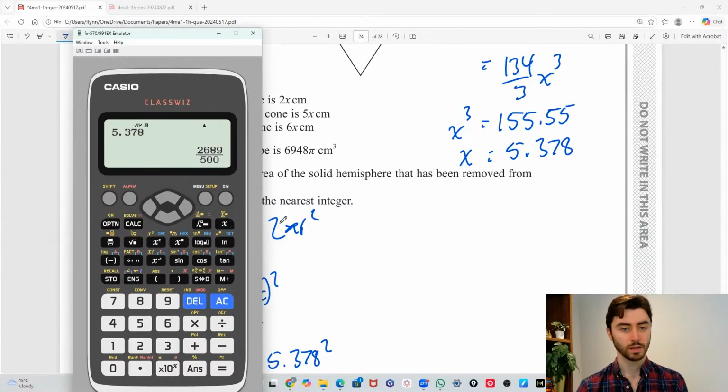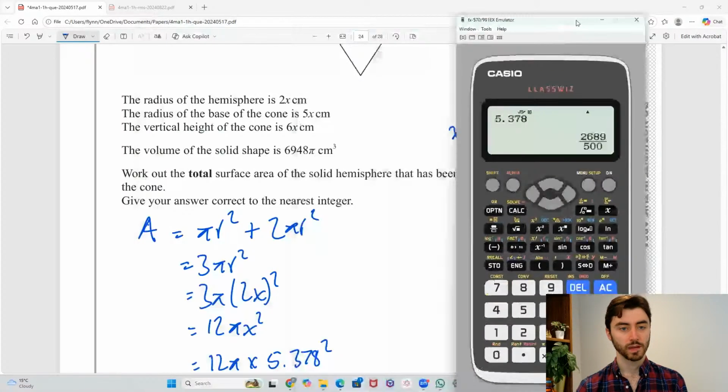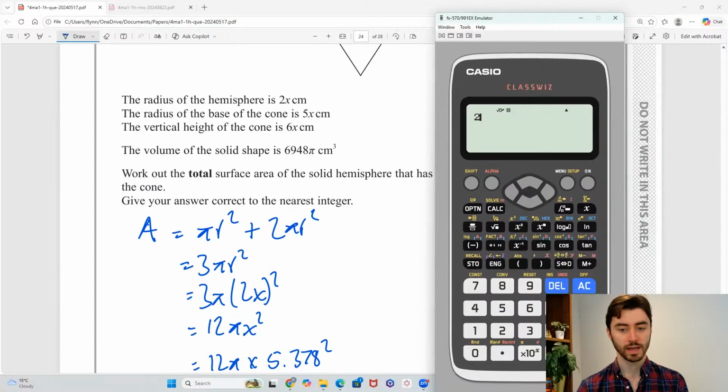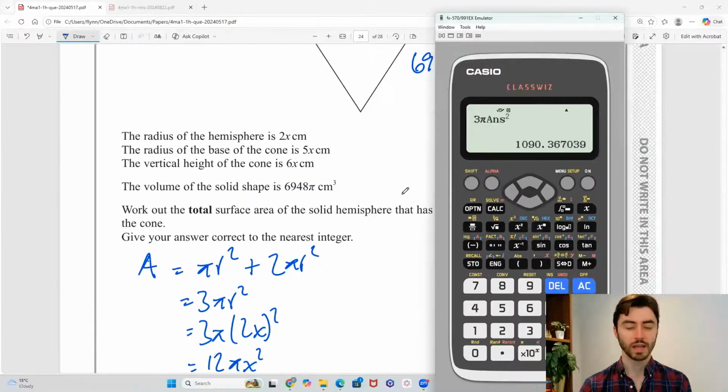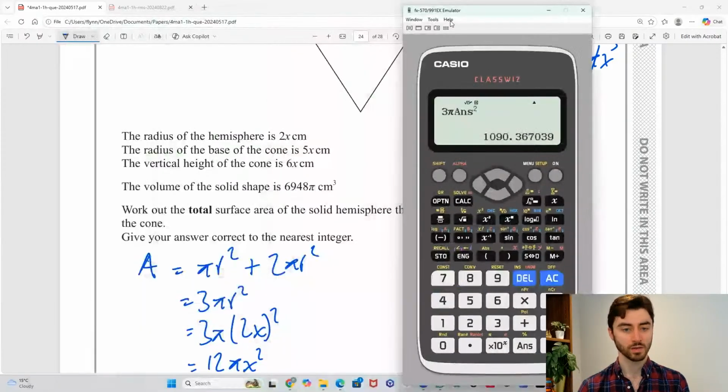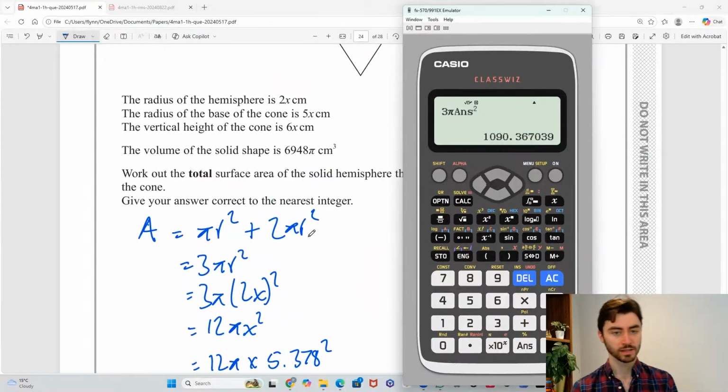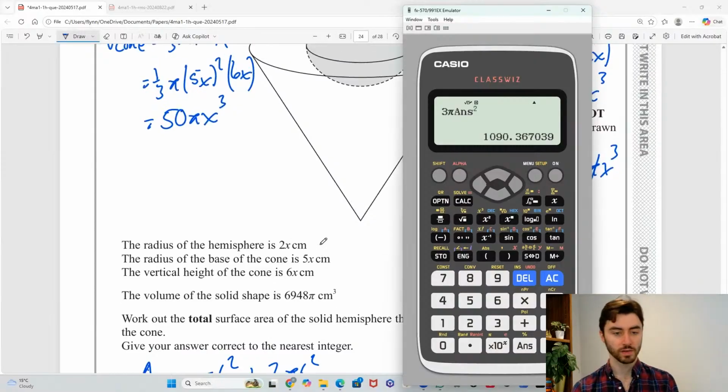5.378, then my radius of the hemisphere is twice that. And then my curved area would be 3 pi times that squared, which is 1090. So if my x is correct, then my area is correct. Now, is my x correct?